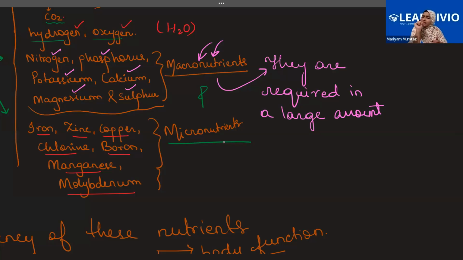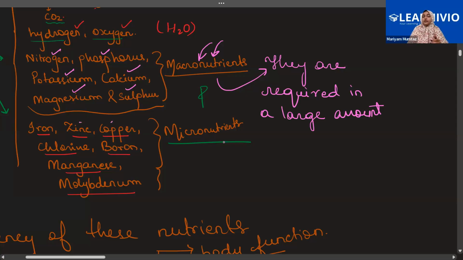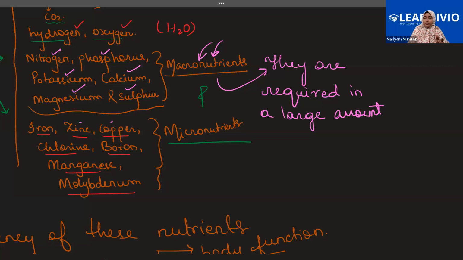And just the opposite of the macronutrients are the micronutrients. The plants only need a tiny bit of them, such as iron, zinc, copper, chlorine, boron, manganese, and molybdenum. All of these are required by the plants. It is required, but the requirement is very teeny tiny. That is micronutrient.